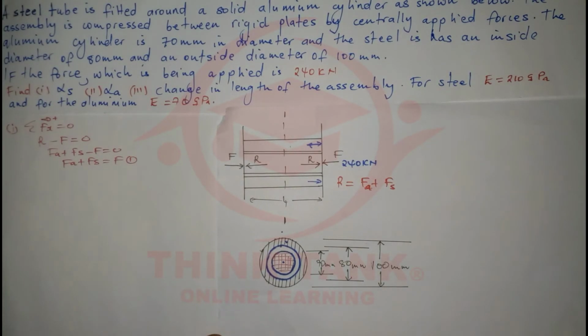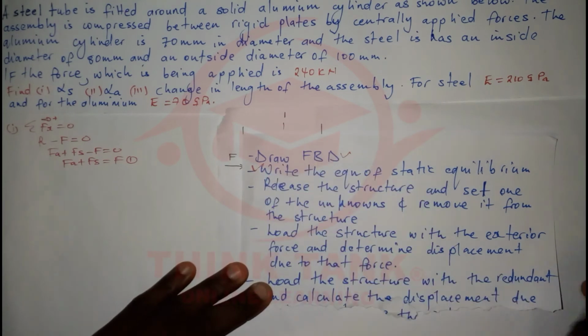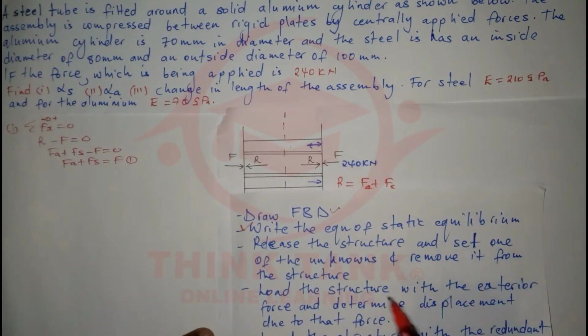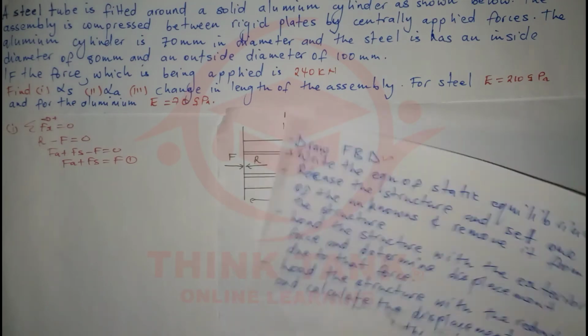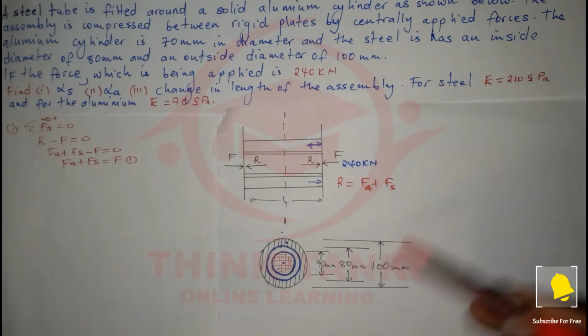Let's move on. We've drawn the free body diagram and we've written the equation of static equilibrium. So the next stage is to release the structure: set one of the unknowns and remove it from the structure. We're going to choose the one that we don't need. We have the steel and we have the aluminium. So I'm going to remove the core.